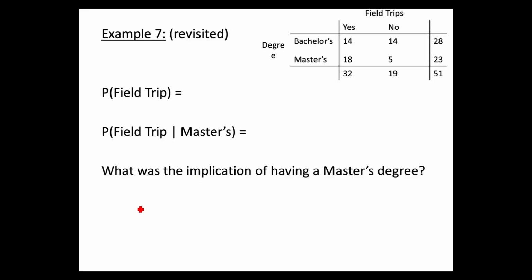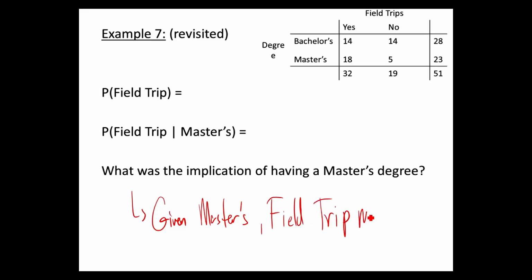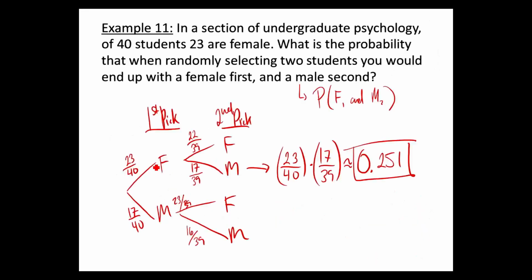Oh, okay, yeah, but it was good to revisit because if you remember the implication, what was the implication on this one when we went back and did this one? You don't have to rewrite it down, but what was the implication? Right? Yeah, given a master's, field trip was more likely. That was the implication.